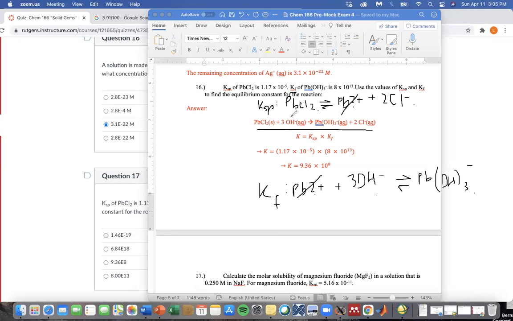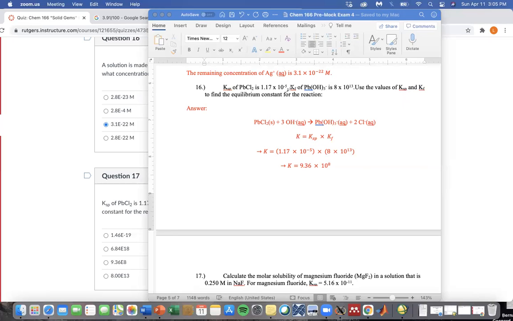And so what you're really doing is adding these two equations together. And when you add equations together, you end up having to multiply their K values together. So in order to solve for the K value of this expression, you have to multiply the K value of your KSP and the Kf value to get your new K. And so your new K value would be 9.36 times 10 to the 8.